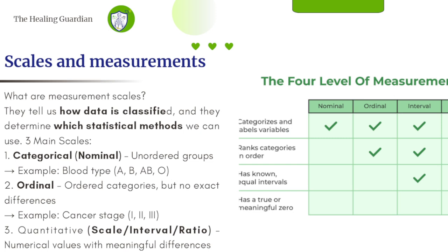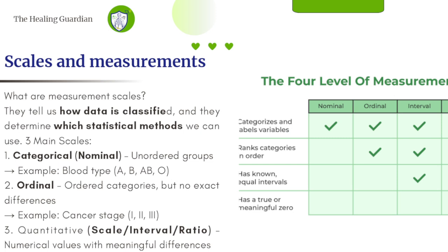In quantitative, we have two scales. We either use the interval scale or the ratio scale. The main difference is that the interval scale does not have a true zero. Of course, in all of them, they have equal intervals. A good example of interval scale is temperature, because 0 degrees Celsius does not mean there is no temperature. That is what I mean that there is no true meaningful zero. In other words, zero does not mean absence.